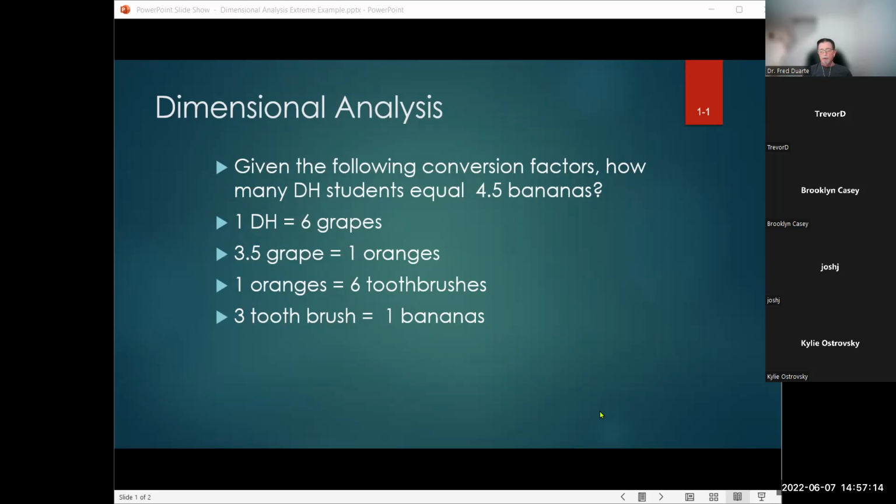Well, we can figure it out if we're given conversion factors. We say that one DH student is equal to 6 grapes, okay? And we are given that 3.5 grapes are equal to 1 orange. And 1 orange is equal to 6 toothbrushes, and 3 toothbrushes is equal to one banana. Pretty crazy, right? Well, that's how you're going to feel when we get to a chemical reaction. You're going to be like, wait a minute, we're going from here to here. That's okay. We're going to walk through the conversion factors to get you from apples to bananas.